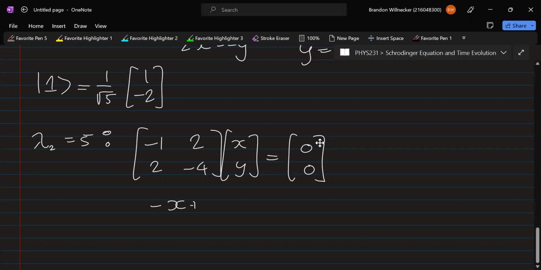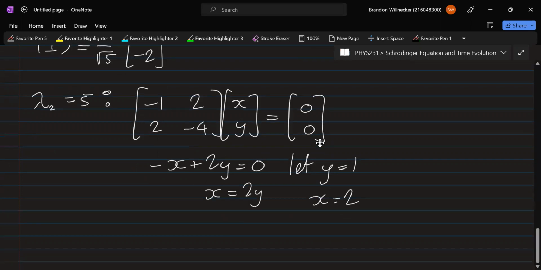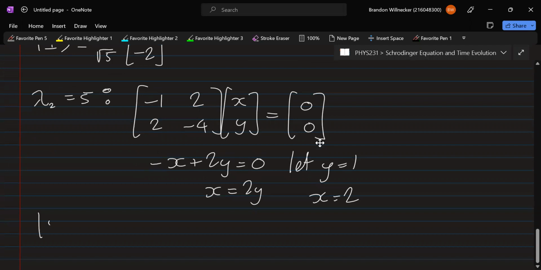So minus x plus 2y is equal to 0. x is equal to 2y. Again, one of the variables is free, one of them is fixed by this equation. So let's say y is equal to 1, and in that case, x will then be 2. Okay, so the second eigenvector will then be x is 2, y is 1. We need to normalize it, so we get 1 over root 5.